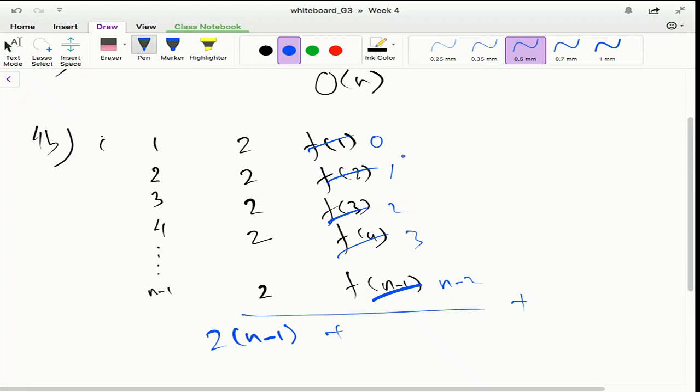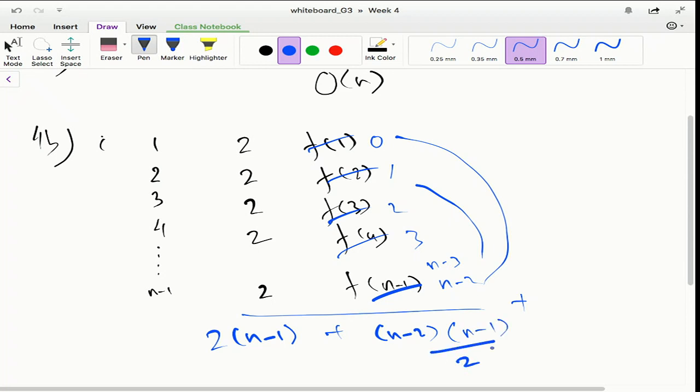Now how about the addition here from 0 to n minus 2? So we will do the pairing thing, right? So 0 to n minus 2. So that's n minus 2. 1 to n minus 3, which is the one before, is still n minus 2. Now how many pairs are there? We are counting from 0 to n minus 2. So there are n minus 1 numbers, which means there are n minus 1 over 2 pairs.